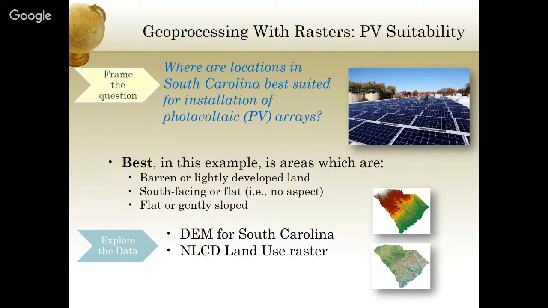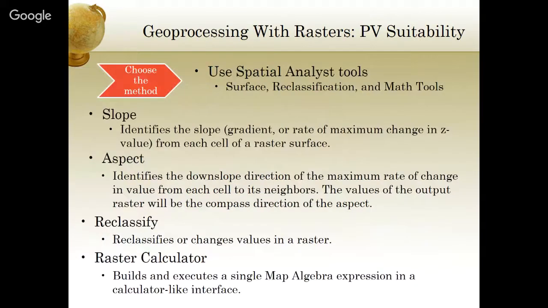So the data we have to look at are those DEMs for South Carolina we've been learning a little bit about. And then that NLCD land use raster. So the National Land Cover Database tells us what each parcel of land is being used for. So we're going to do this using a variety of tools. Our input for a lot of these is going to be that elevation model.